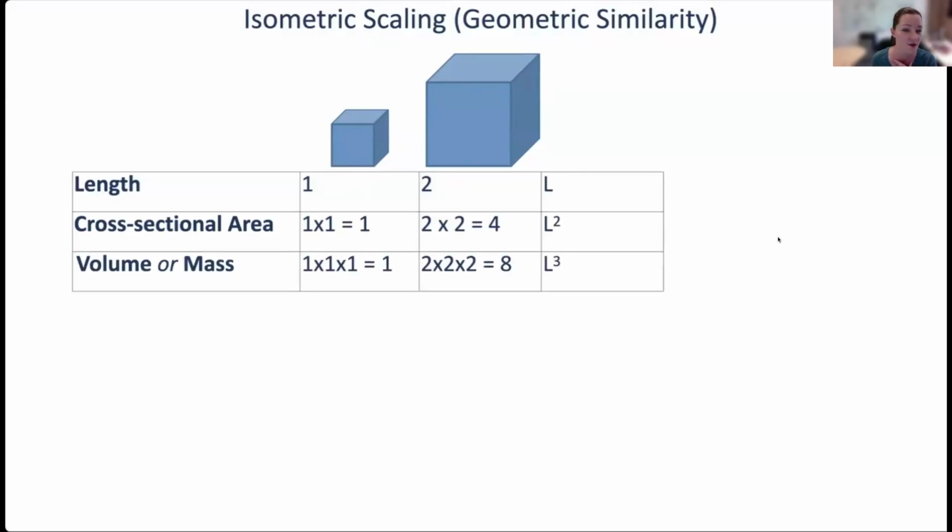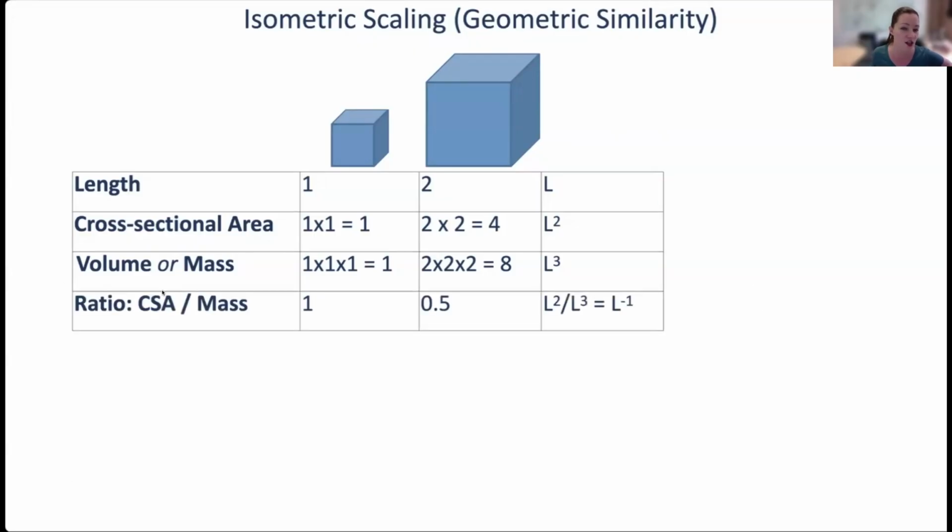And then if we consider volume or mass, if we consider the mass to be proportional to volume, if we assume that all vertebrates are made of similarly dense tissues, then for the cube that has twice the length, the volume is the length times the width times the height. That is therefore length cubed, which is 8. And so this is a fundamental challenge of getting bigger, that mass scales much more rapidly than cross-sectional area.